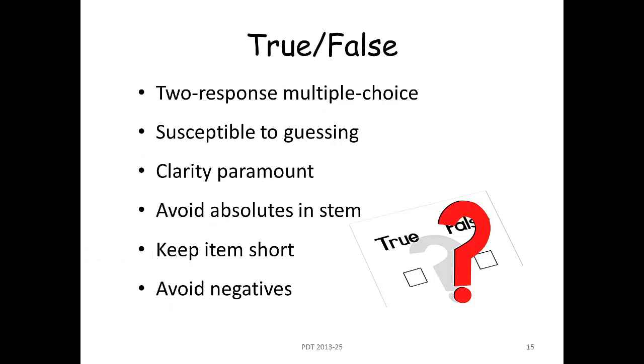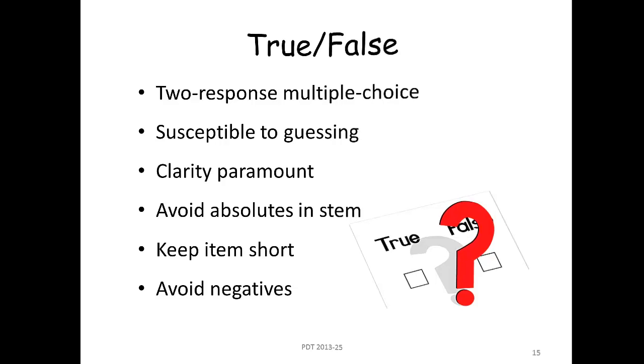True-false questions should be used minimally. They are quite susceptible to guessing and can be misconstrued if they contain absolutes, always or never, are excessively convoluted, or are expressed negatively. Other than for recognition-style learning outcomes, these really should be avoided.